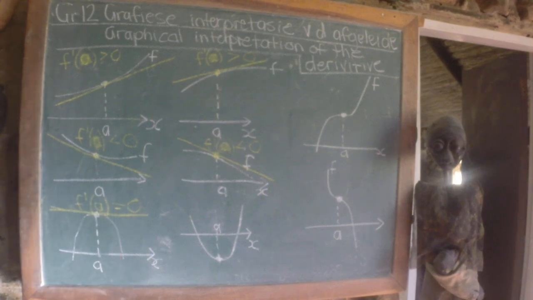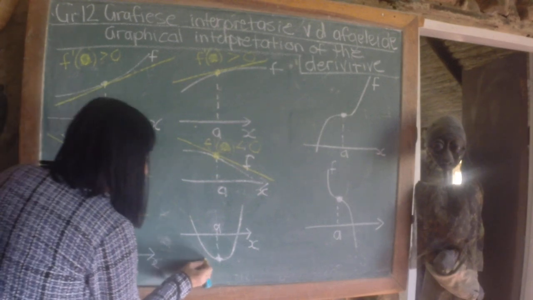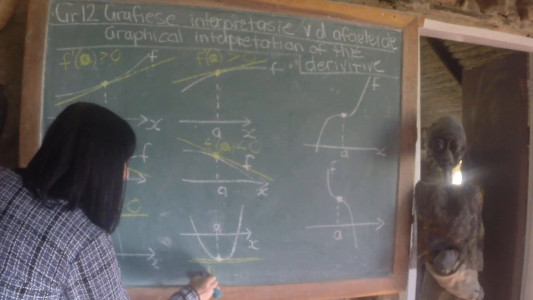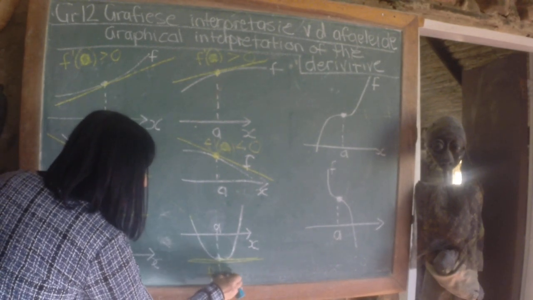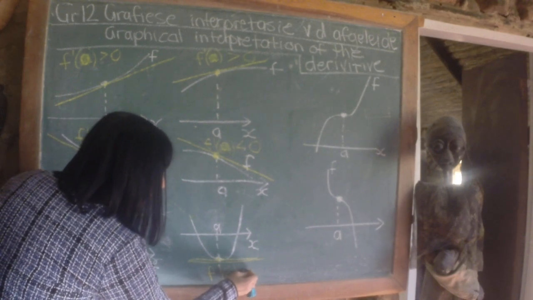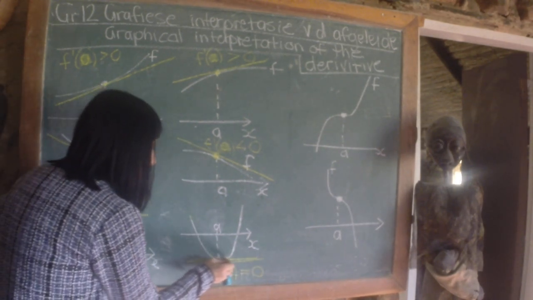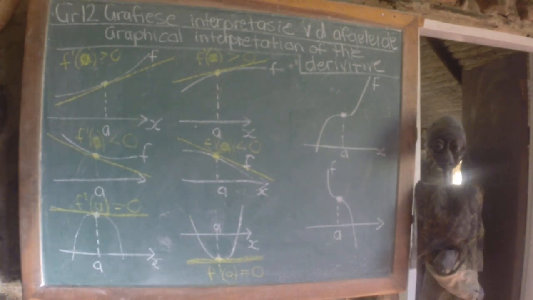Baie belangrike inligting. Net so ook by 'n happy face parabool. The derivative at that specific turning point is going to equal 0. Why? Because that tangent is a horizontal line. En ons weet 'n horisontale lyn se gradiënt is altyd 0. Goed.